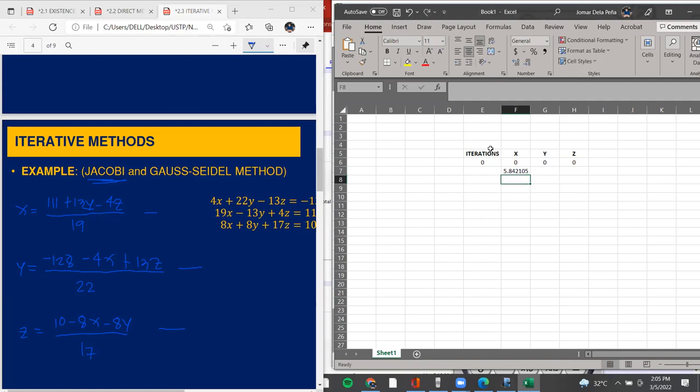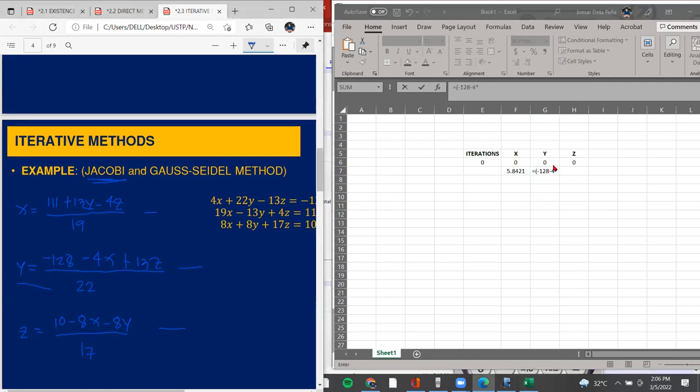We will use 4 decimals only. Okay? 4 decimals. Next, same, input the equation. First, you have negative 128, minus 4 times x, the x here. Next is plus 13 times z. 13 times z. Close parenthesis, then divide by 22.